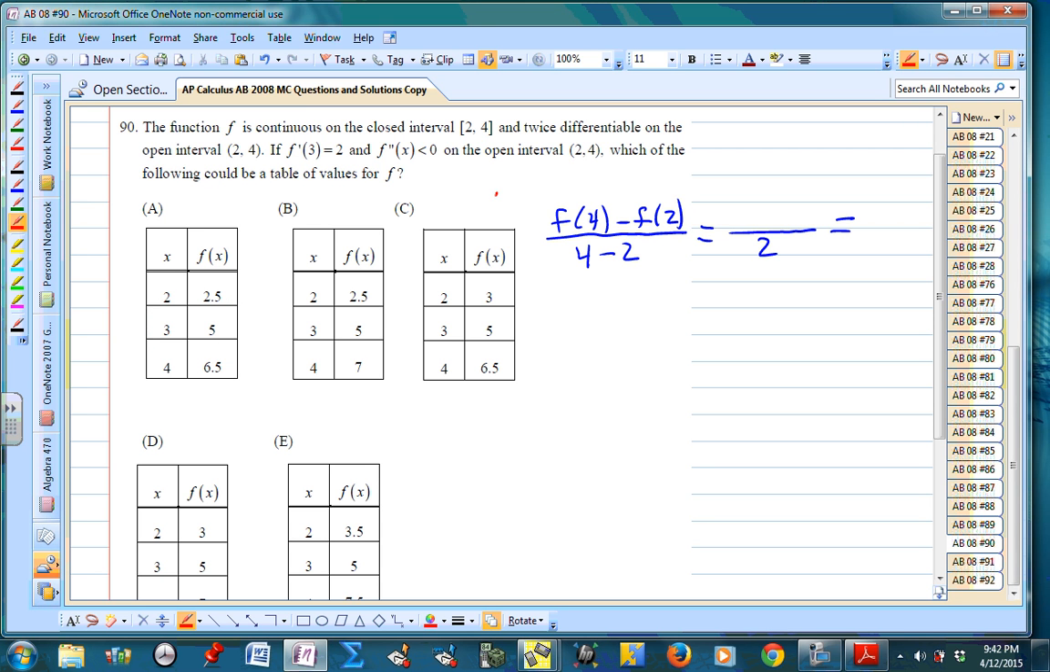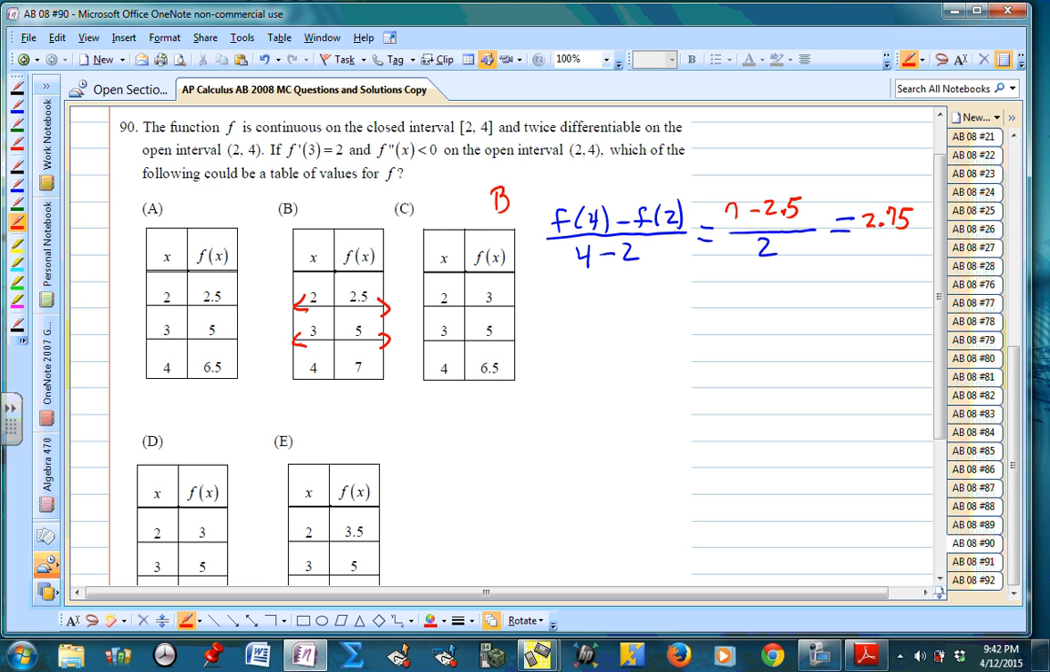If we test the table in part B, we see that the average rate of change is going to be 7 minus 2.5, or 5.5 over 2, or 2.75. Now, personally, I don't think this rules out part B, but the answer that we're going to find is not B. This graph increases by 2.5 from 2 to 3, and 2 from 3 to 4. So this data is also concave down.